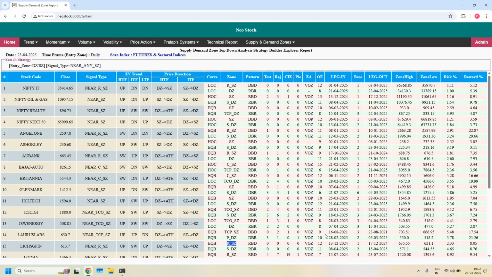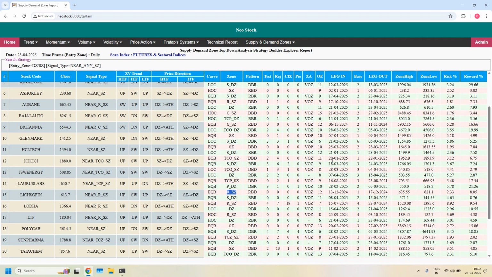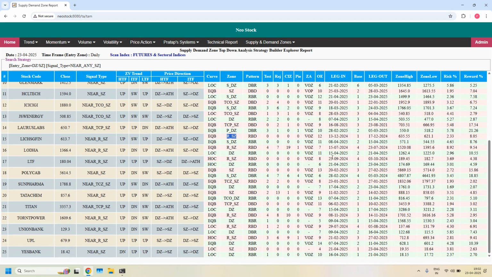LIC Housing is having a daily high liquidity supply zone. LOTA is not valid, it is a pierced zone. LTF is having a daily high liquidity supply zone. Titan is having a daily high liquidity supply zone.